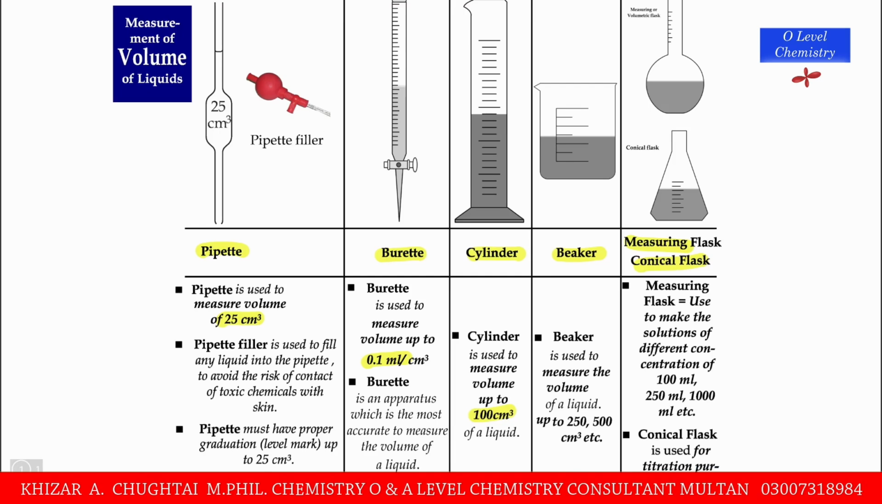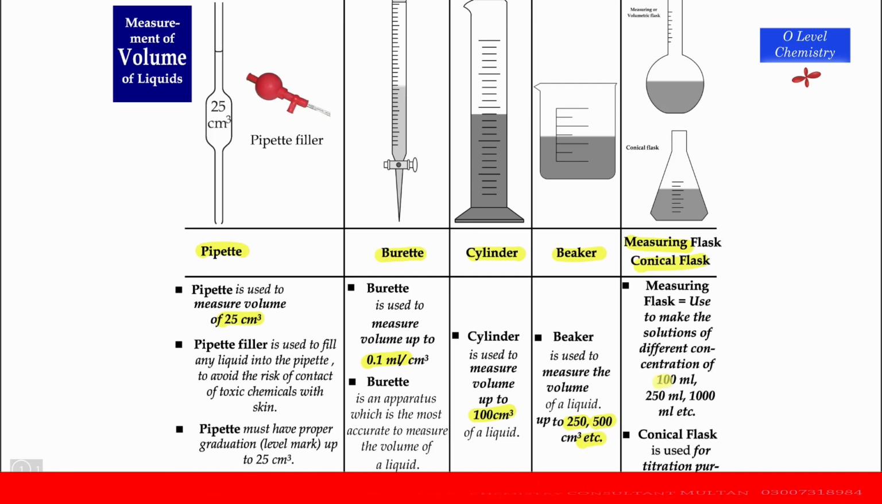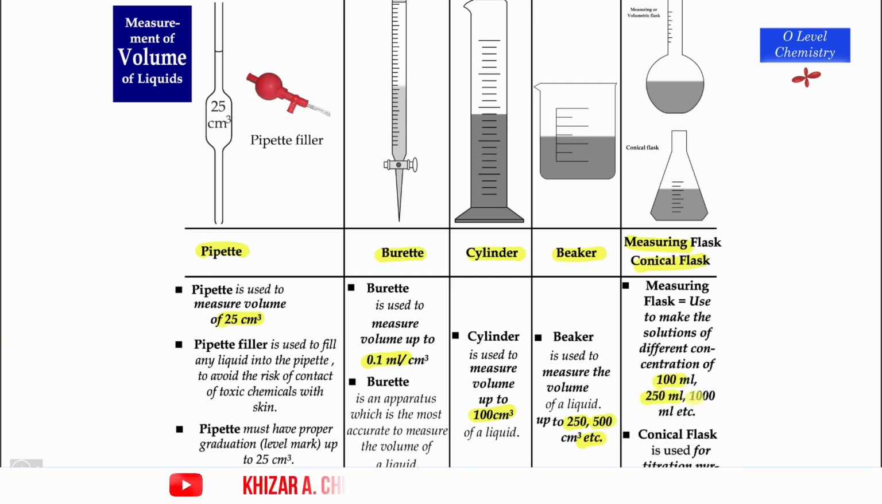Beaker is used to measure the volume of a liquid up to 250, 500, 1000 ml or centimeter cube, etc. Measuring flask is used to make the solutions of the different concentration of 100 ml, 250 ml, 1000 ml, even 2000 ml and so on. Conical flask is used specially for the titration purposes and it can hold 50 cm cube liquid.